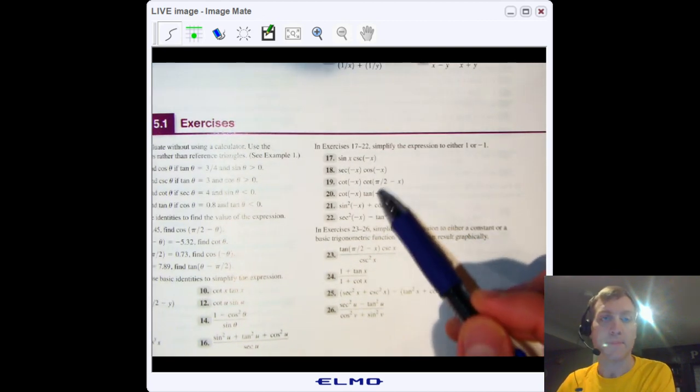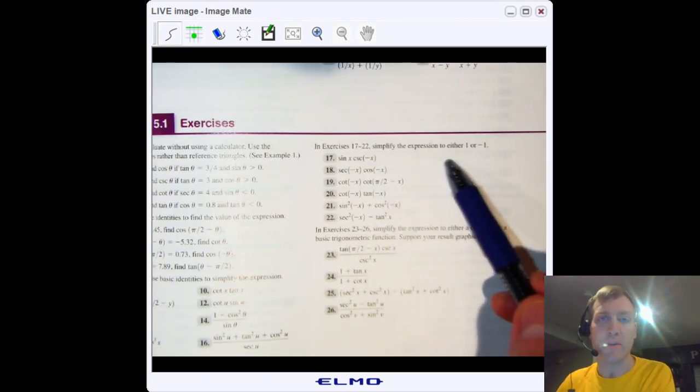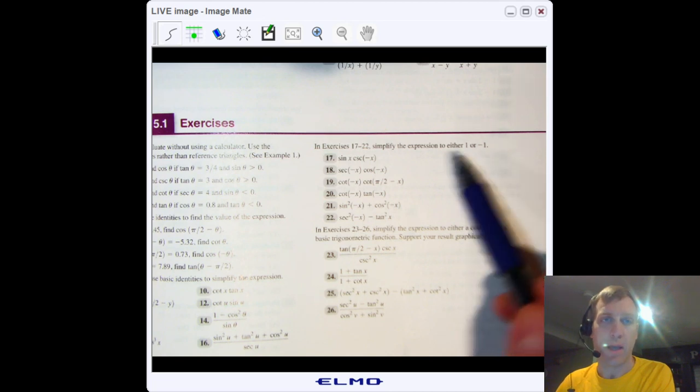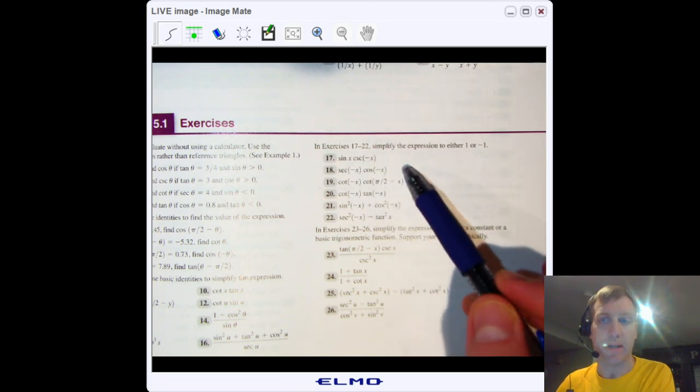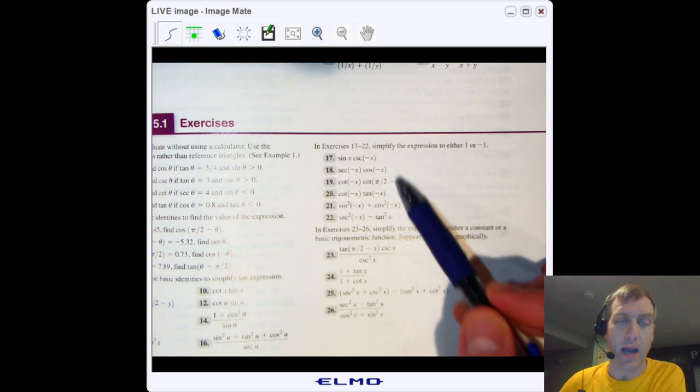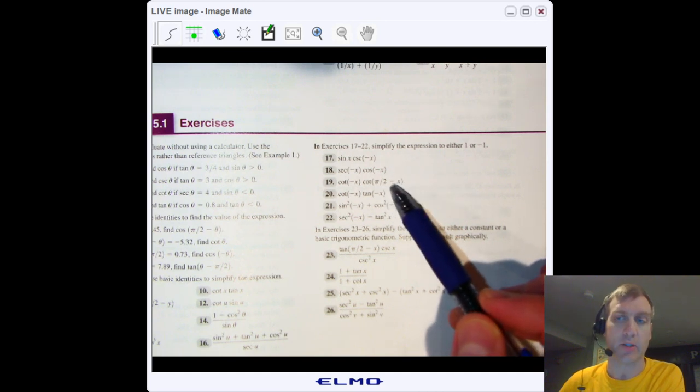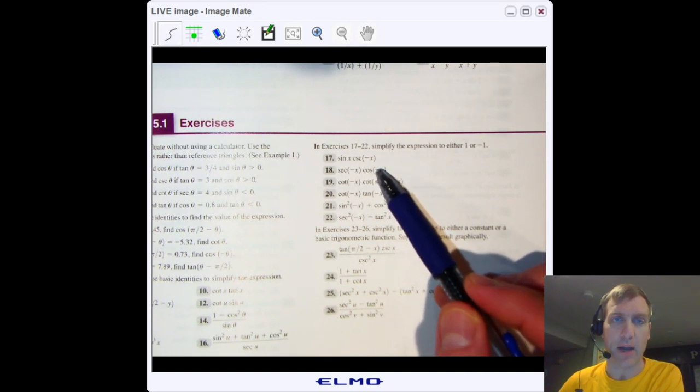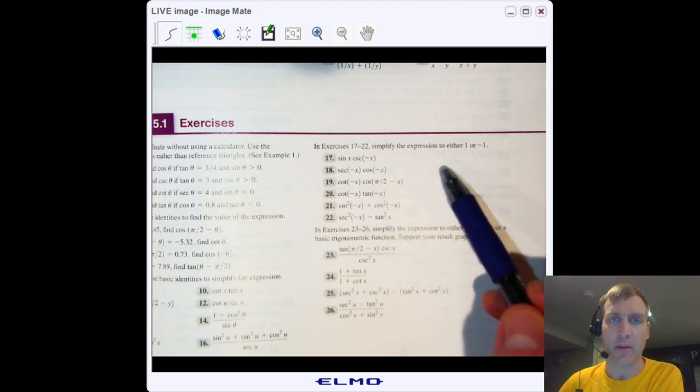And then finally, 17 through 20. All these simplify as either positive 1 or negative 1. Once again, you're going to use some combination of cofunction identities and the odd or even identities. When you see pi over 2 minus x, use cofunction. When you see negative x, use odd or even. So those are all going to simplify to either 1 or negative 1.